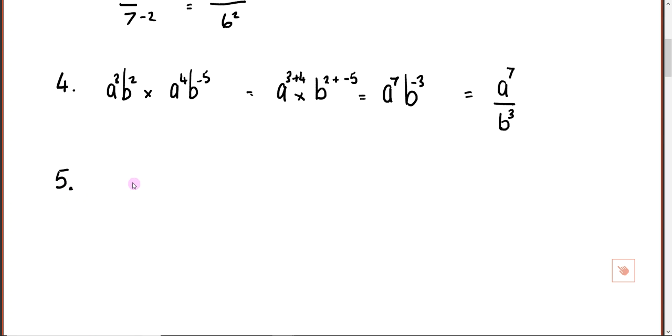Question 5, we've got 9a squared divided by negative 3a all squared. Cameron? I thought that was a 7. That's why I got it wrong. Seriously, you thought that was a 7? No, I seriously thought that was a 7.